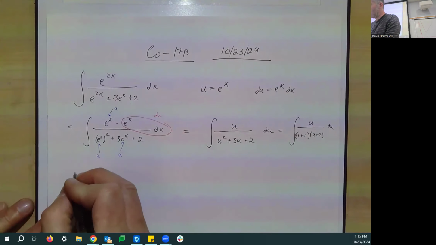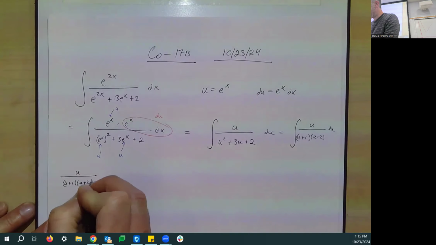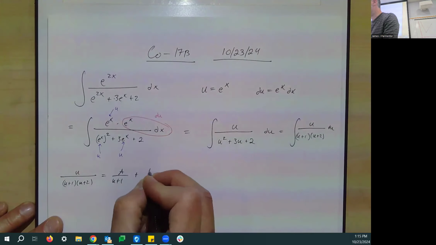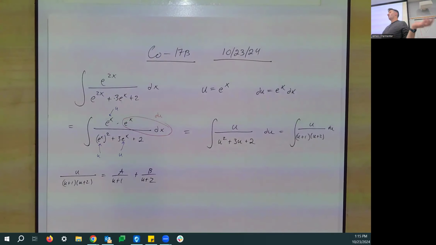So we're going to say that u over u plus 1 times u plus 2 is equal to A over u plus 1 plus B over u plus 2. This is kind of the best partial fraction decomposition situation because everything is a linear factor raised to the first power, right? You don't have any repeated powers here, so it's going to be pretty nice and easy.